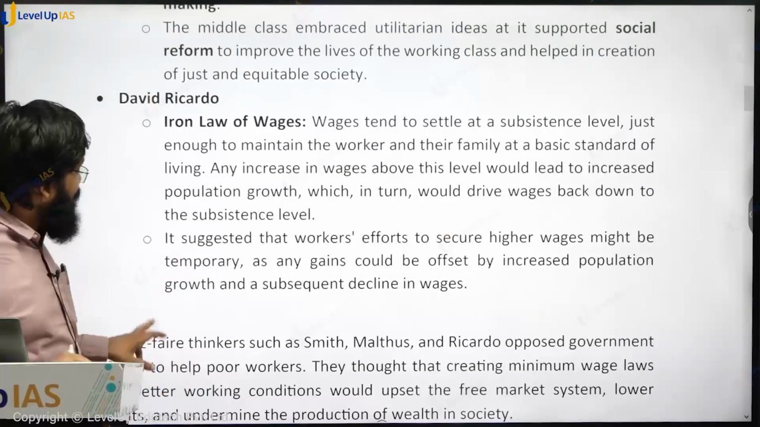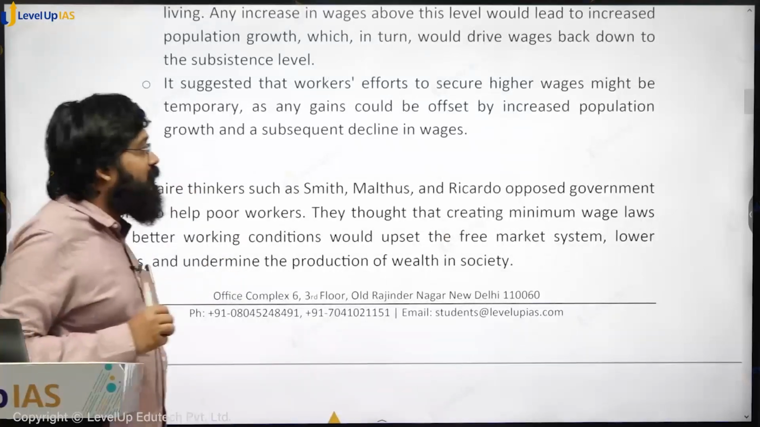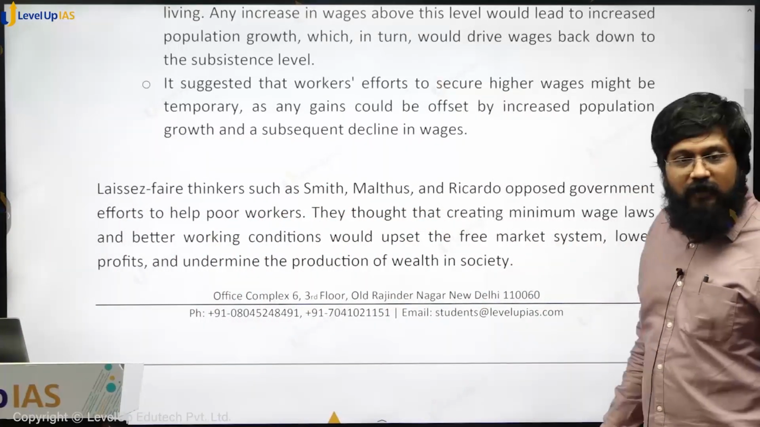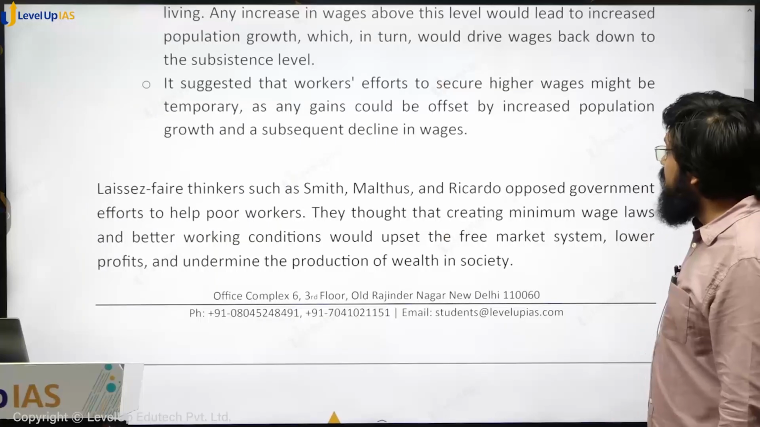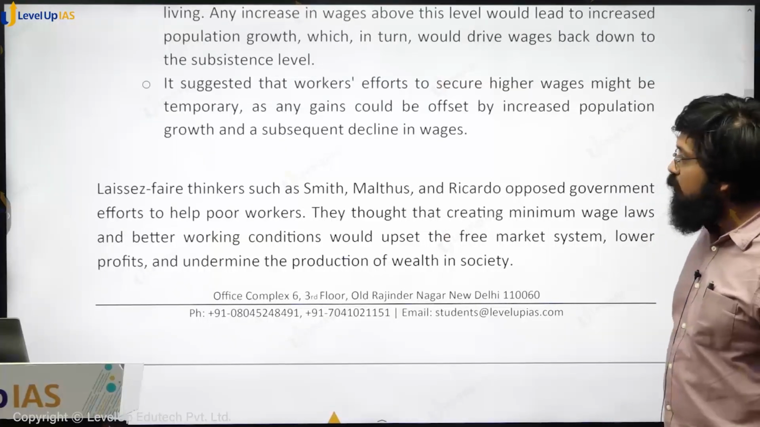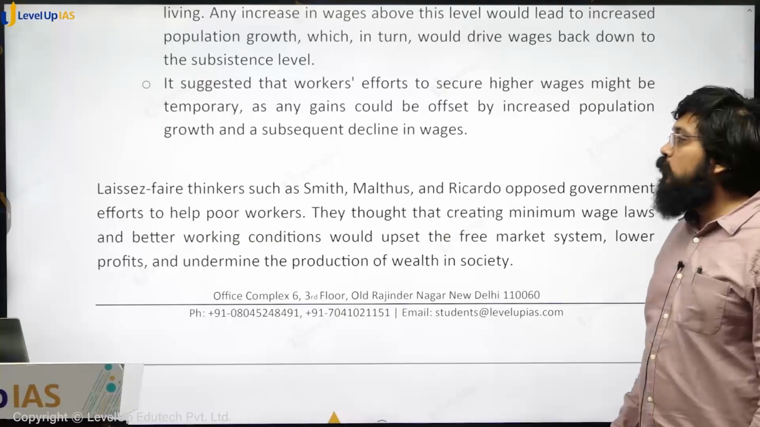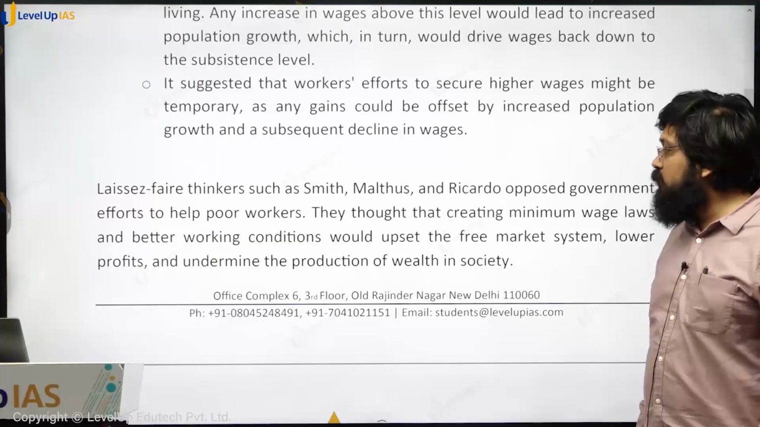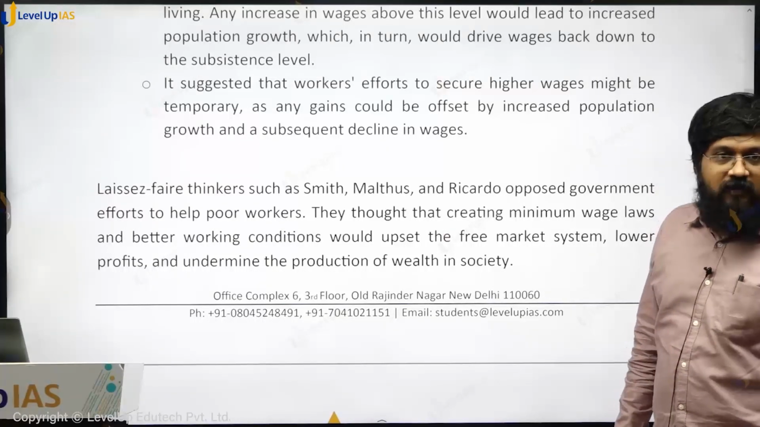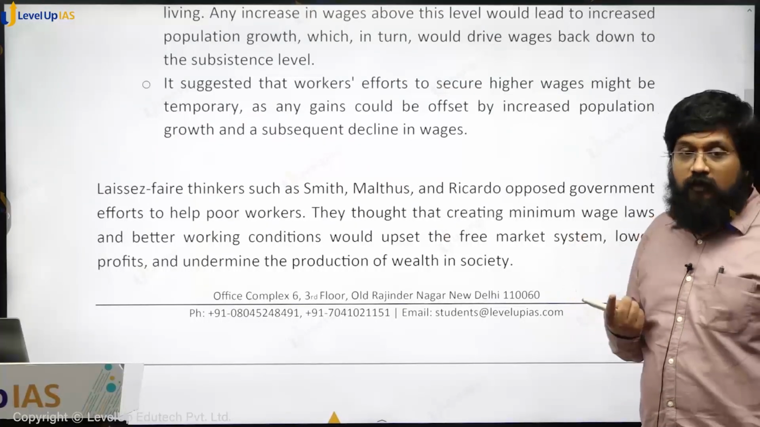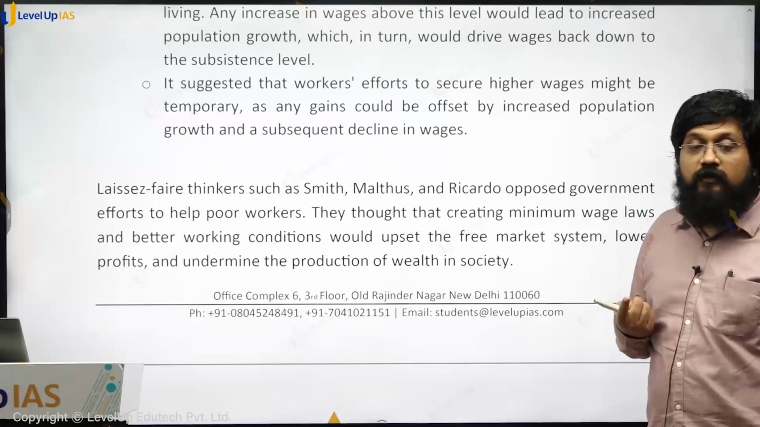So, laissez-faire thinkers such as Smith, Malthus, Ricardo opposed government efforts to help poor workers in the 1820s and 30s. They thought that creating minimum wage laws and better working conditions would upset the free market system, lower the profits, and undermine the production of wealth in society. So the state should not be welfareist. This was the thought of classical liberalism in the 1820s, 30s, and 40s.